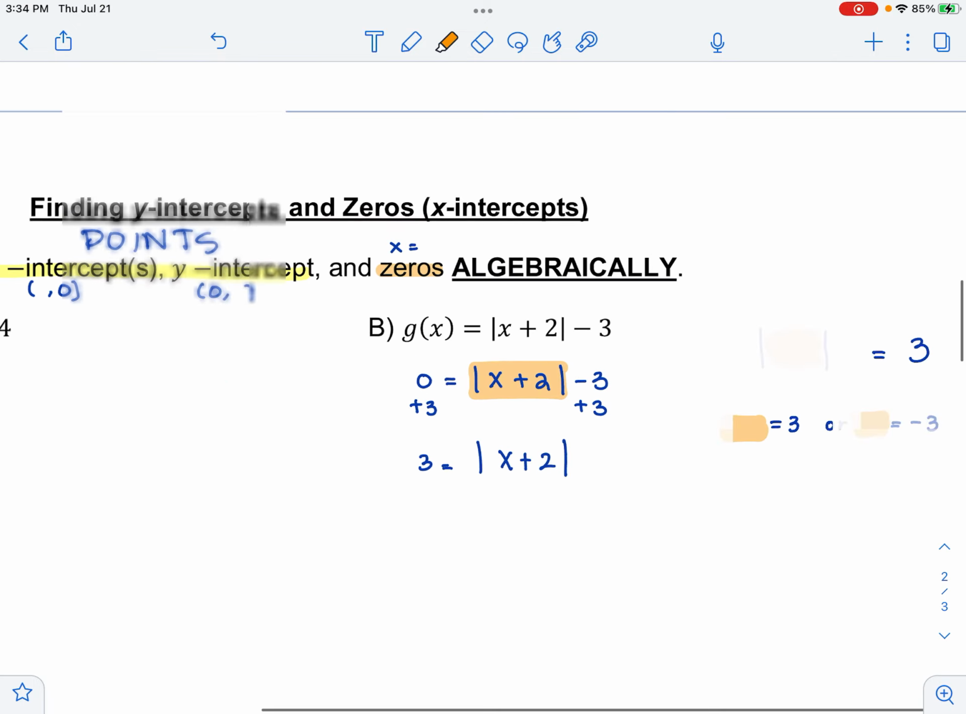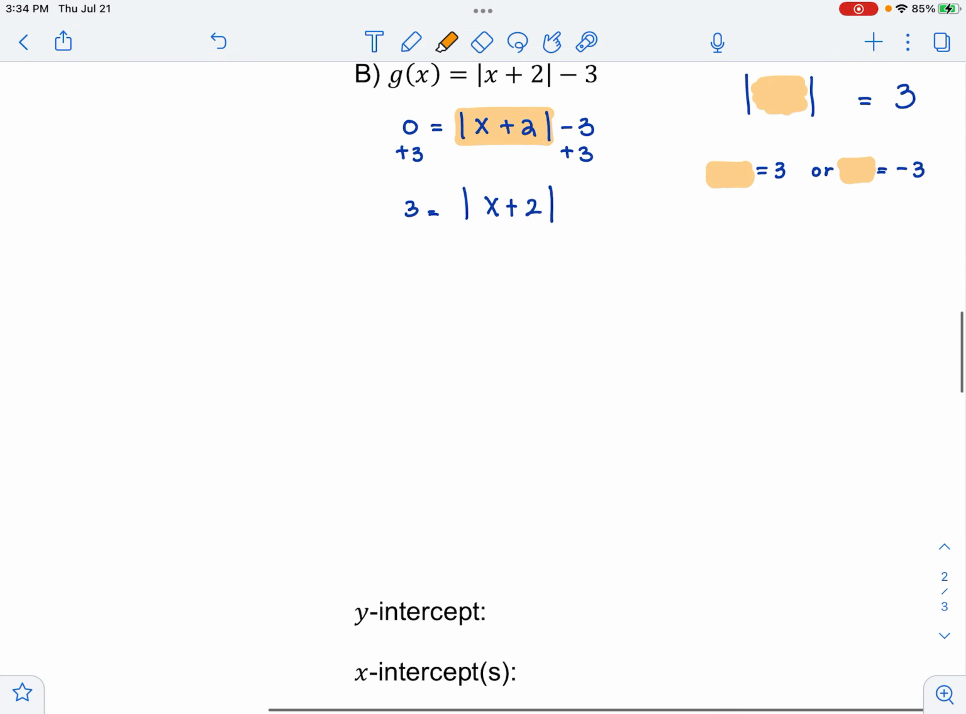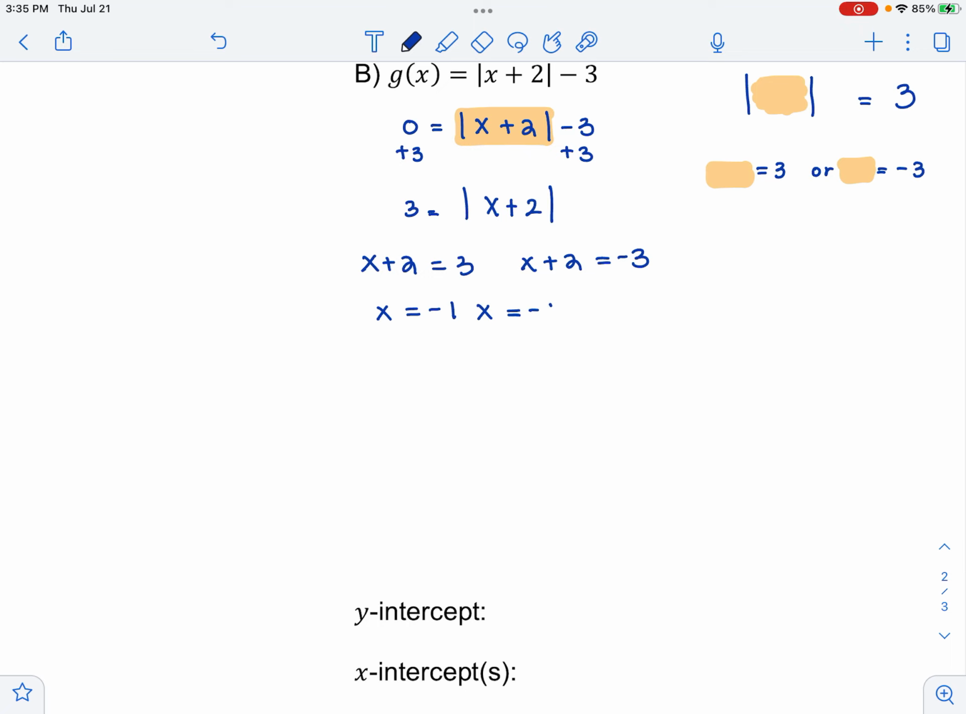So what we have to do now is make 2 equations. We're going to make our first equation, x plus 2 is equal to 3, or x plus 2 can be equal to negative 3. And after we're done solving these, we'll plug them both back in the original and show that they're true. So solving this one, we get x equals negative 1. And solving the other one, subtracting 2 from both sides, we get x equals negative 5. And once again, these are our zeros.